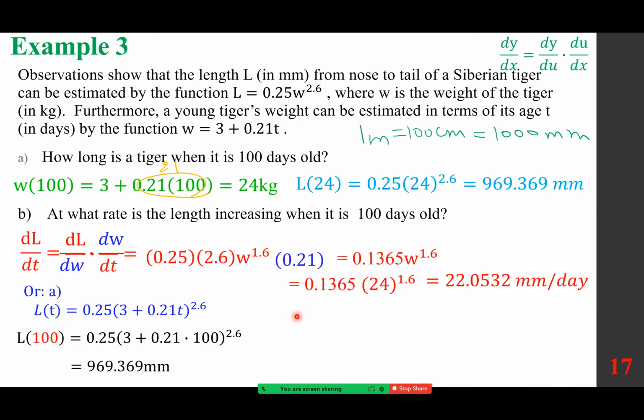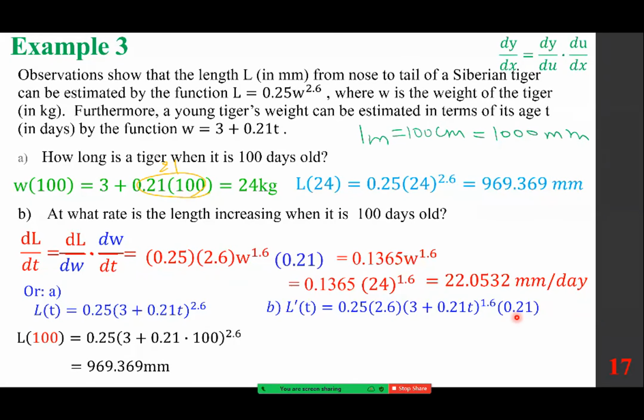Now I want to differentiate this one, dL/dt, or L prime of t. So 0.25, you keep it, and then you bring the 2.6 in front, the same thing to the power of 1.6, because you're subtracting 1, and times the derivative of the inside by the chain rule, which is 0.21. The derivative of the inside, 0.21. You multiply this one and this one.